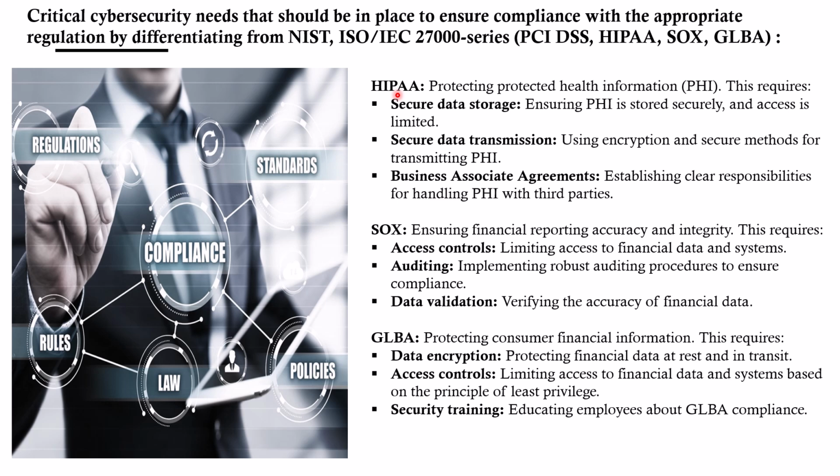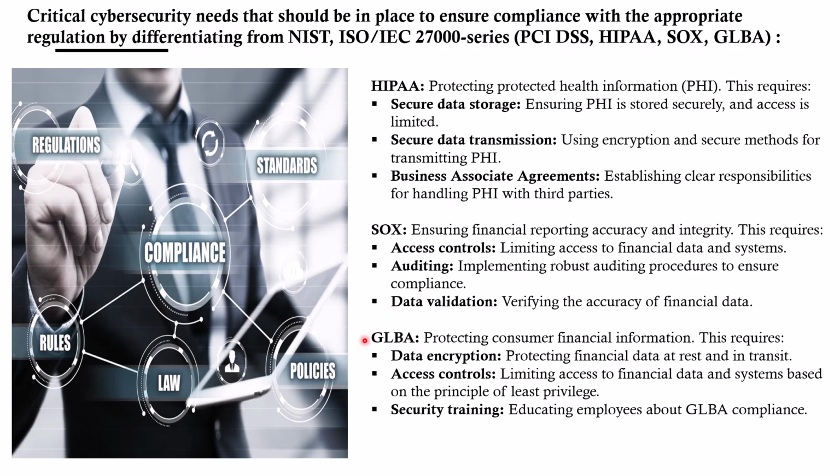This requires secure data storage, ensuring that PHI is stored securely and access is limited. Secure data transmission, using encryption and secure methods for transmitting PHI. Business associate agreements, establishing clear responsibilities for handling PHI with third parties. The SOX, ensuring financial reporting accuracy and integrity. This requires our access controls, limiting access to financial data and systems. We got our auditing, implementing robust auditing procedures to ensure compliance, and data validation, verifying the accuracy of financial data.